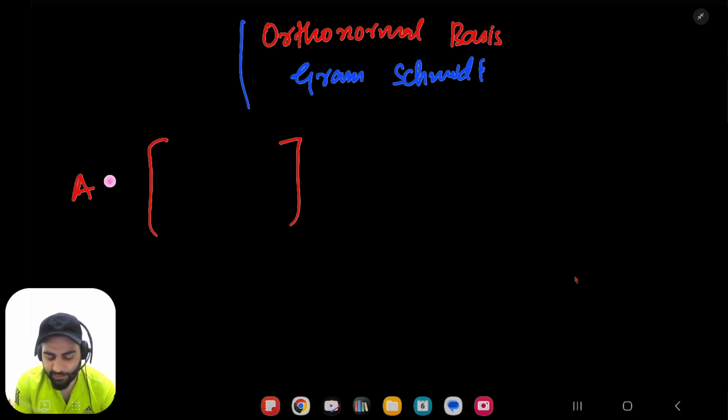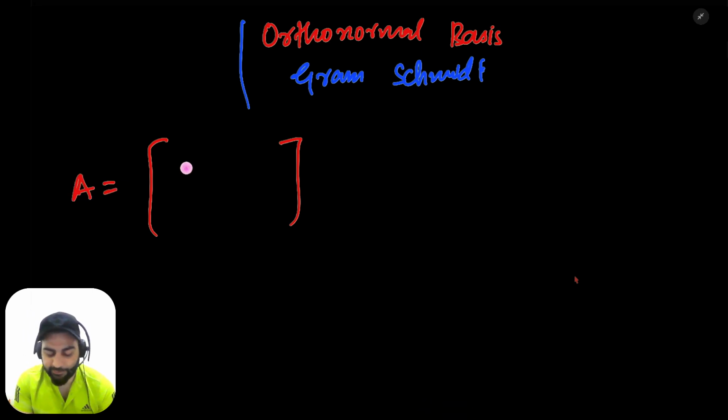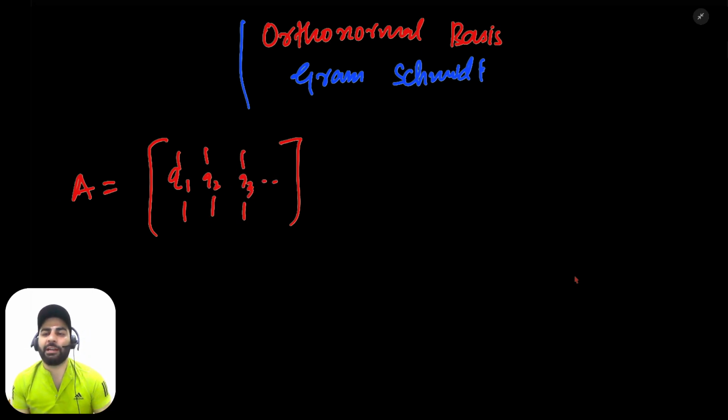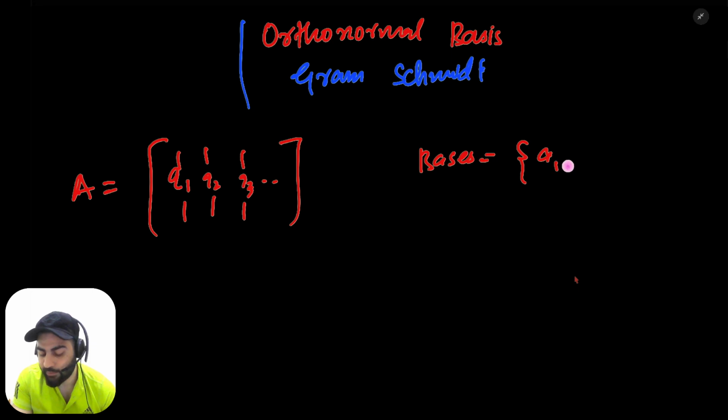So what is the definition of an orthonormal basis? Let's suppose we have a matrix A in which each column is independent. Say this is q1, this is q2, and this is q3, and so on. Let's suppose these are all independent and are pivot columns. So we have the bases: q1, q2, q3, and so on till qn.